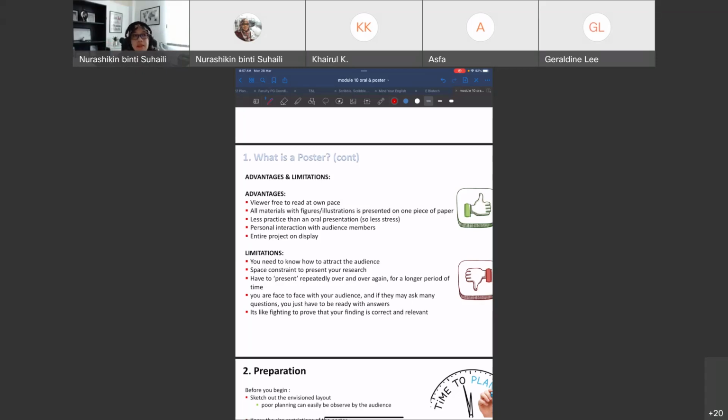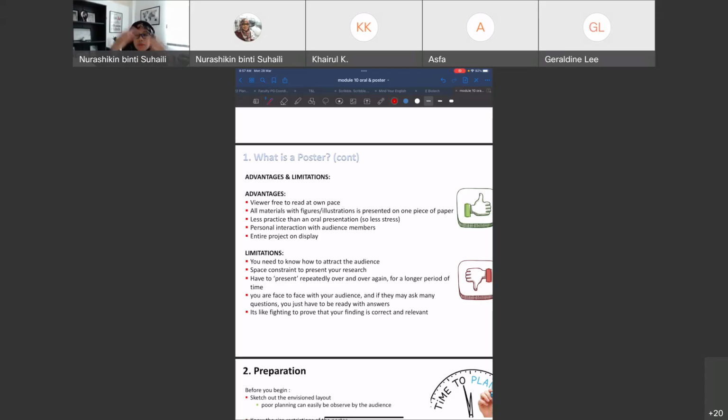But for a poster, because the posters are there, people can go through the content at their own pace. So it's a more personalized experience for the audience. All materials with figures and illustrations are presented on one piece of paper. It's very concise, very brief. People can get the information in just a few minutes, compared to an article of 7 to 10 pages, which might take a few hours.